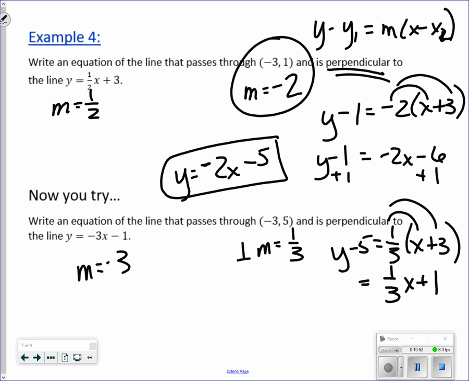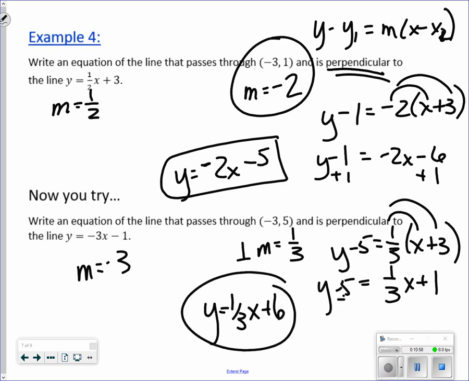Distribute, and then add 5. So I add 5 to both sides. So this is writing an equation of a line that is perpendicular.